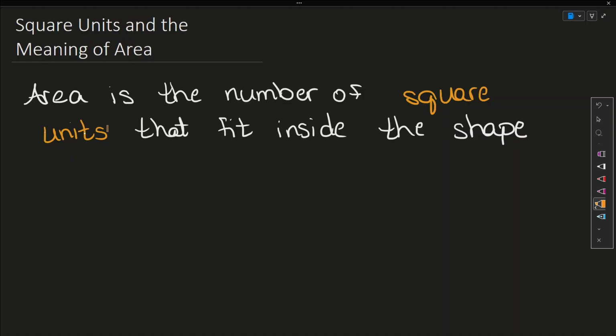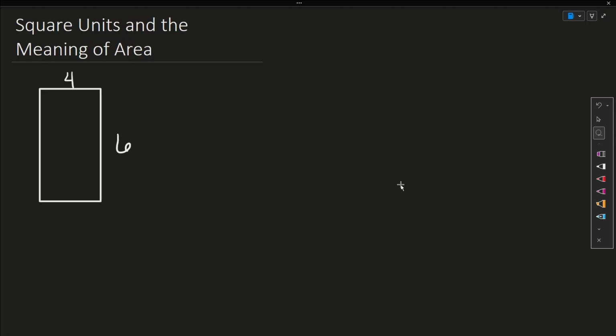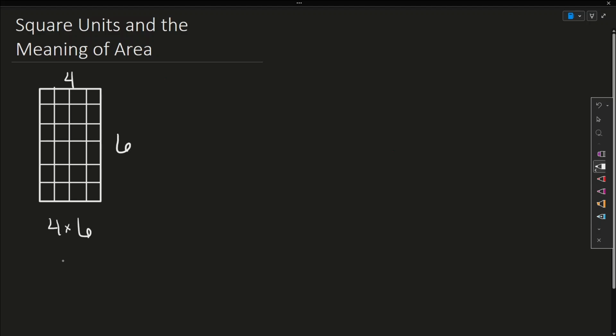Now, let's think carefully about what this means. Let's suppose we have a rectangle that is 4 units by 6 units. If we cover it with 1 by 1 tiles, how many tiles will it take? If we do this, we have 6 rows with 4 each. That gives us 4 times 6, or 24. So this rectangle has an area of 24 square units when measured in 1 by 1 square units.